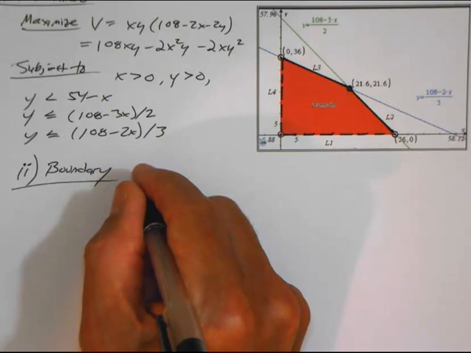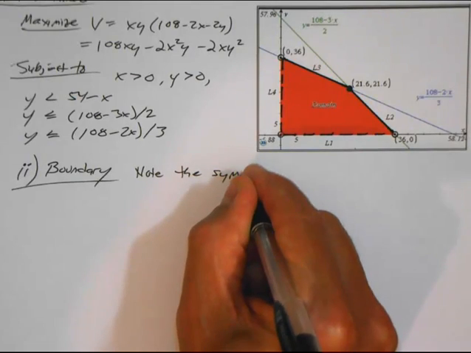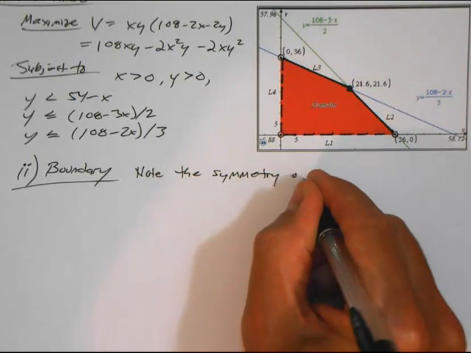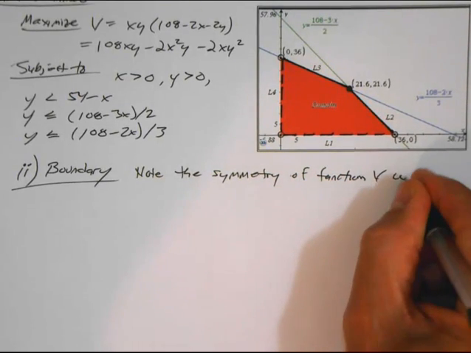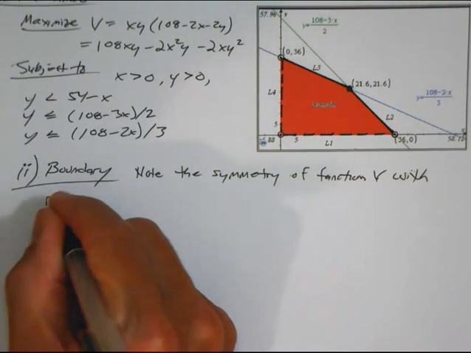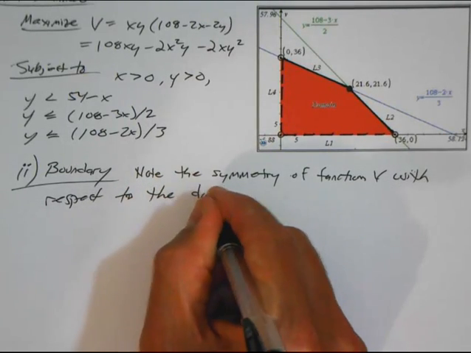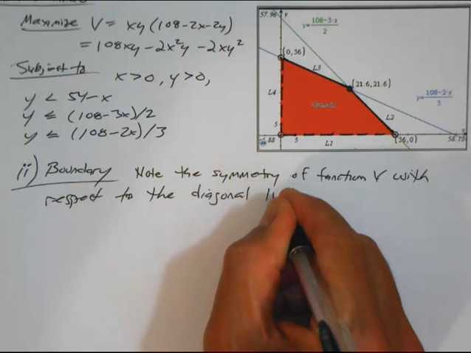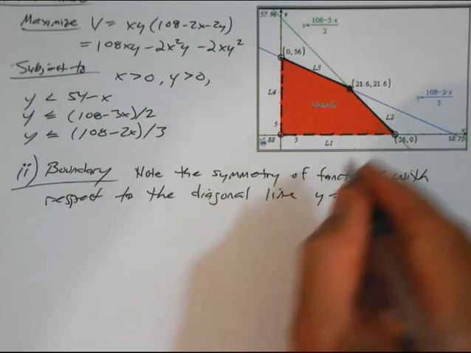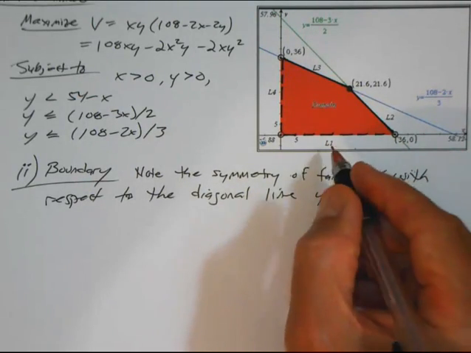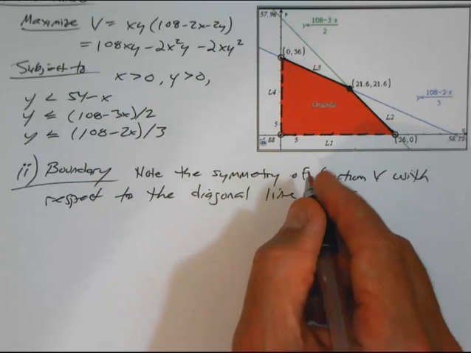So our first statement here could be: note the symmetry of function V with respect to the diagonal line y equals x. Okay, having said that, although this boundary consists of four line segments, L1, L2, L3, L4, it is sufficient to examine boundary lines L1 and L2.